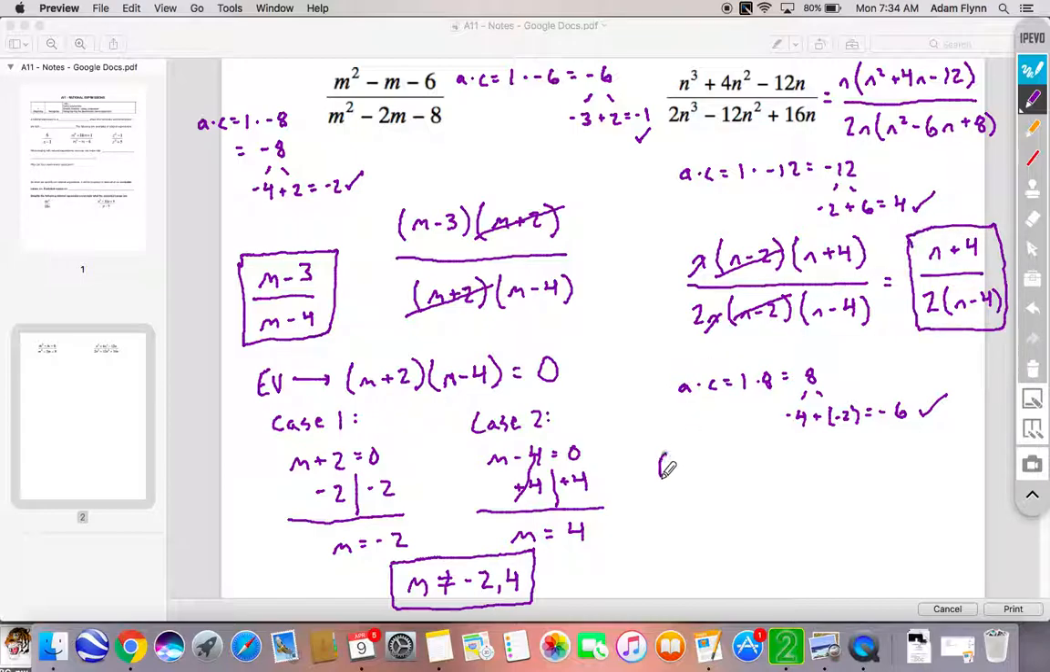As for my excluded values, if you take a look at case 1, 2n equals 0, so n cannot equal 0. n minus 2 equals 0, so n cannot equal 2. And n minus 4 equals 0, so n cannot equal 4. So it turns out there are 3 excluded values for this one rational expression.